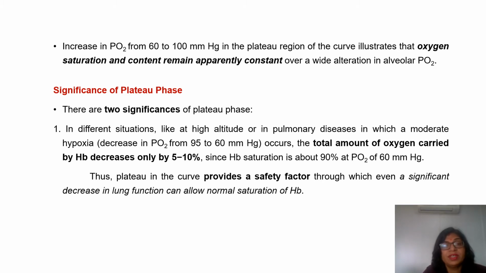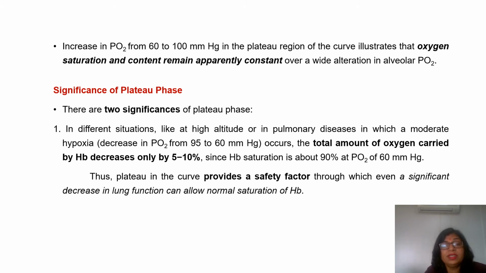Now coming to the significance of the plateau phase. There are two significances of the plateau phase in different situations, like when we go to high altitude or if the person is suffering from pulmonary diseases in which a moderate hypoxia occurs. The total amount of oxygen carried by hemoglobin decreases only by 5 to 10%, since hemoglobin saturation is about 90% at PO2 60 mmHg. So in this curve, the plateau phase provides a safety factor.